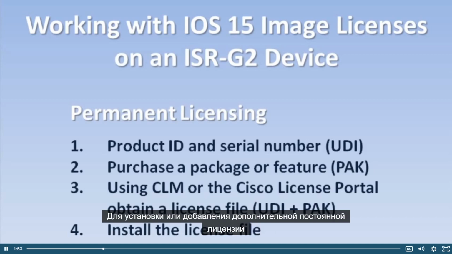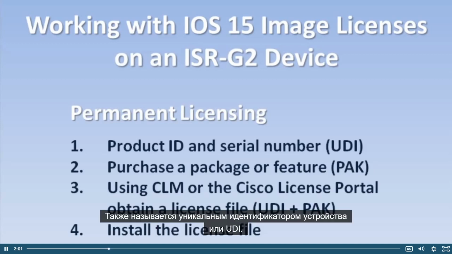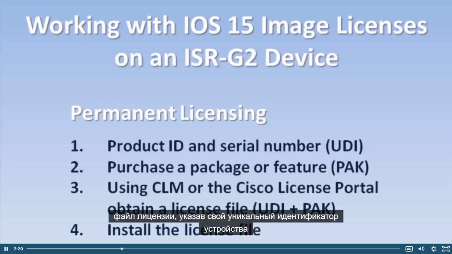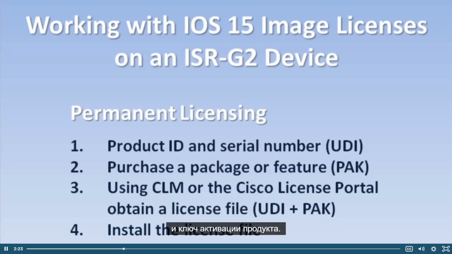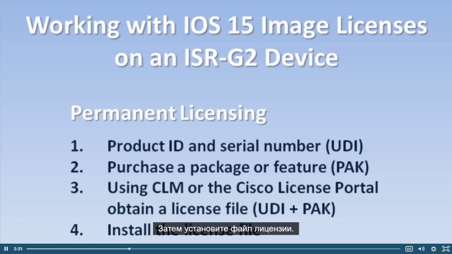To install or add an additional permanent license to the Cisco router, you'll need the product ID number and serial number, also known as the Unique Device Identifier or UDI. You'll need to purchase a package or feature, also known as a product activation key, and then using the Cisco License Manager, CLM, or the Cisco License Portal, you can obtain a license file with your unique device identifier and your product activation key. Once you have your license file in hand, you can upload it to the router using a TFTP server and then install the license file.